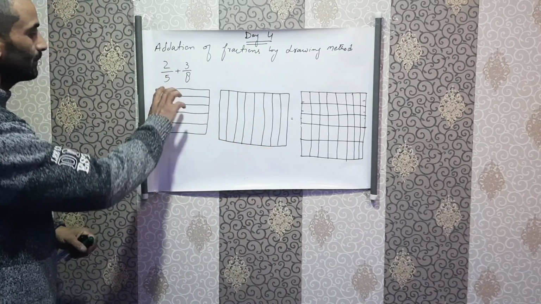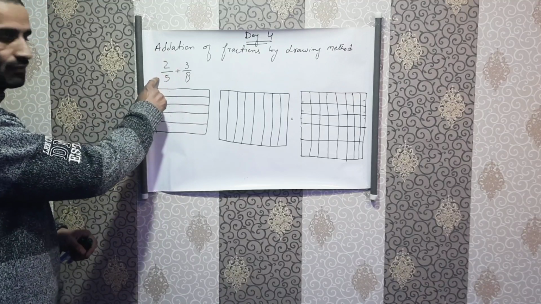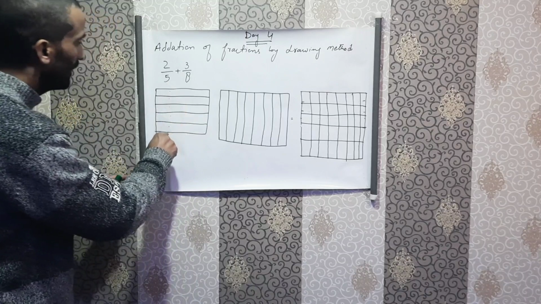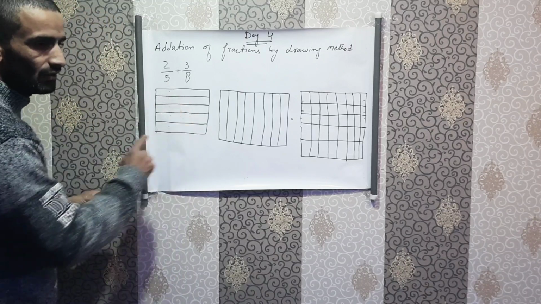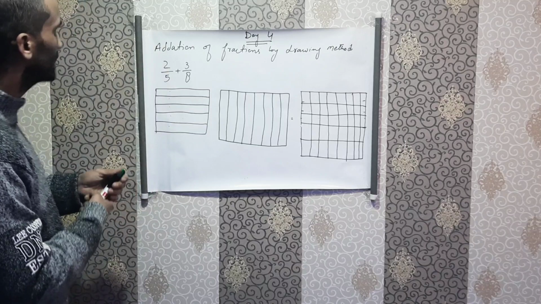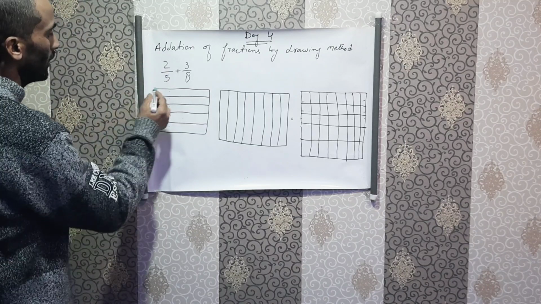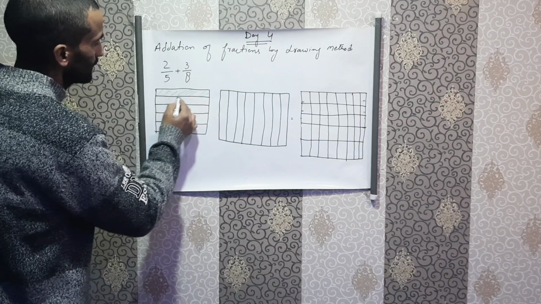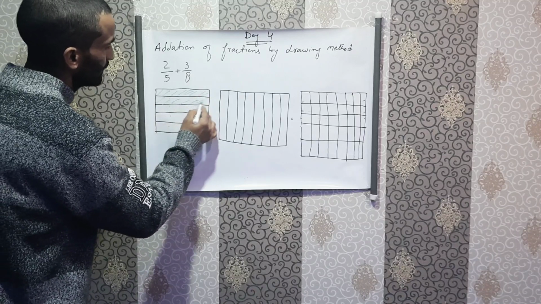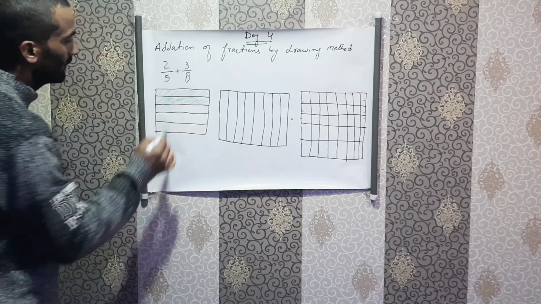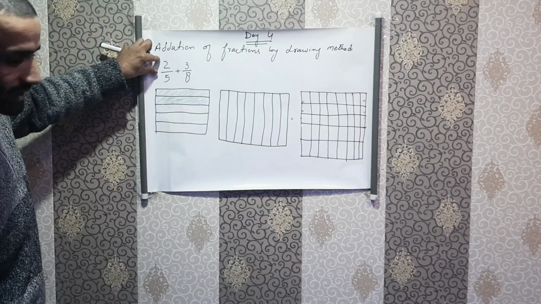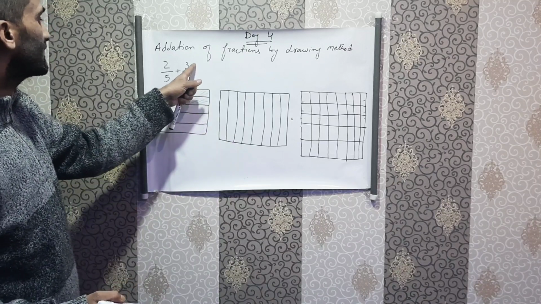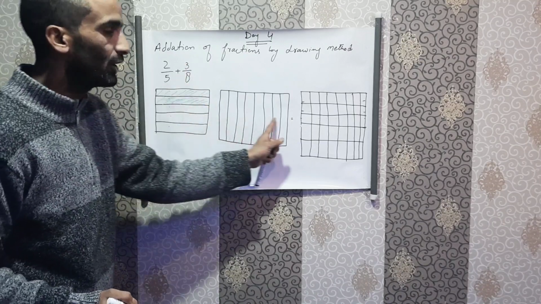So you can see the first fraction is 2/5. Here we have drawn a rectangle and divided the rectangle horizontally into 5 equal parts, and out of 5 parts we are going to shade 2 parts. This one is one part and this one is the second part. So we represented the first fraction 2/5 by drawing, and now we are going to represent the second fraction 3/8 by drawing.